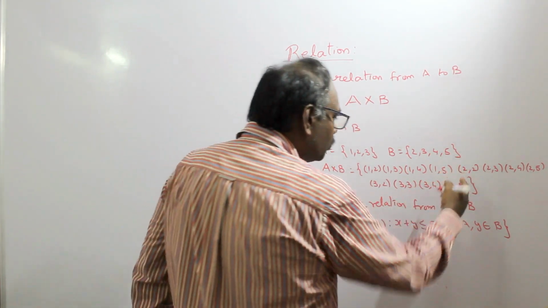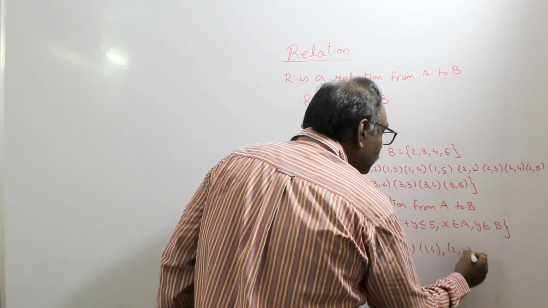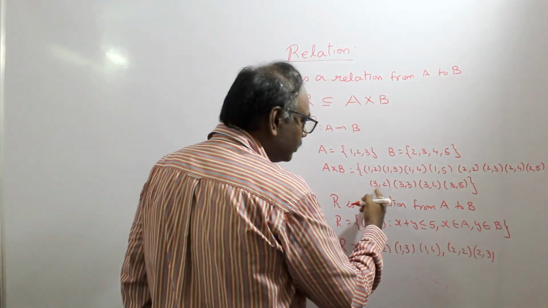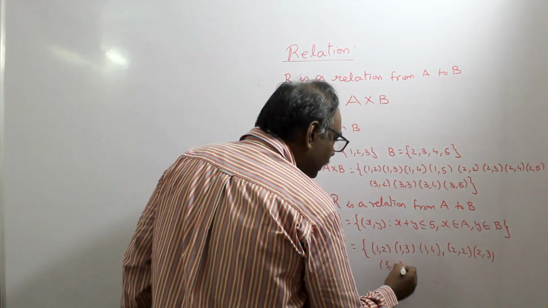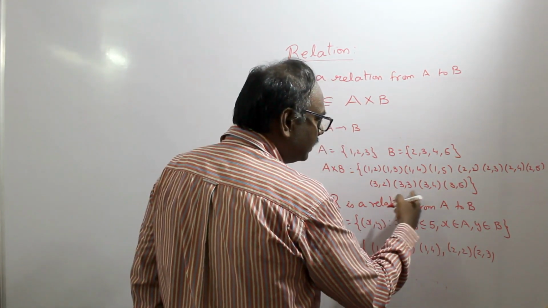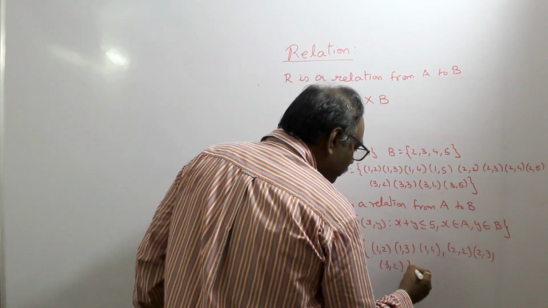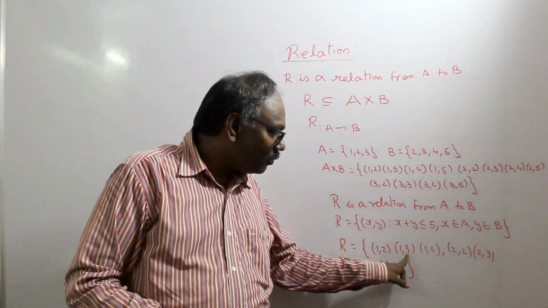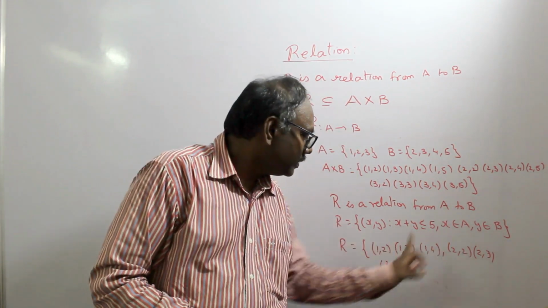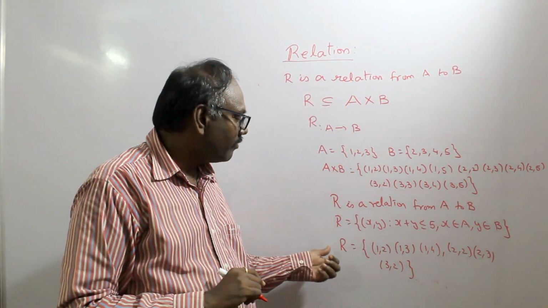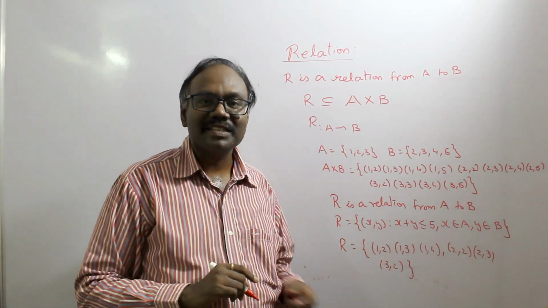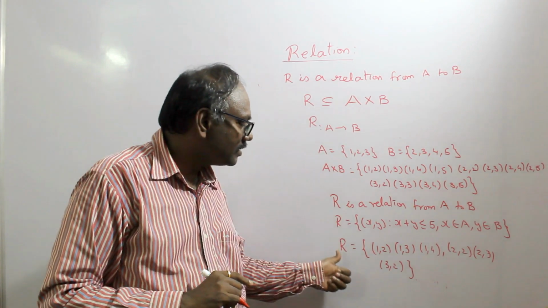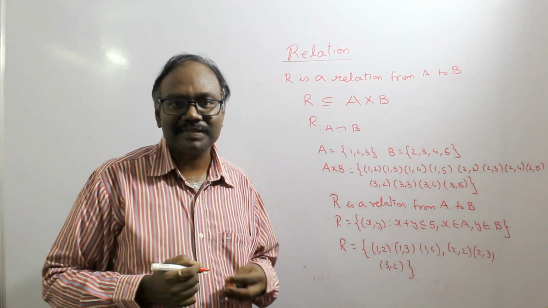Now let us see (2, 2), (2, 3), then we can't choose (2, 4), then we can choose (3, 2), and we cannot choose (3, 3), (3, 4) or (3, 5). So we have written R as the ordered pairs {(1, 2), (1, 3), (1, 4), (2, 2), (2, 3), (3, 2)}. This way of writing all the ordered pairs in braces is called the roster form. The first way is called the set builder form, and this is called the roster form. Please make a note of this.